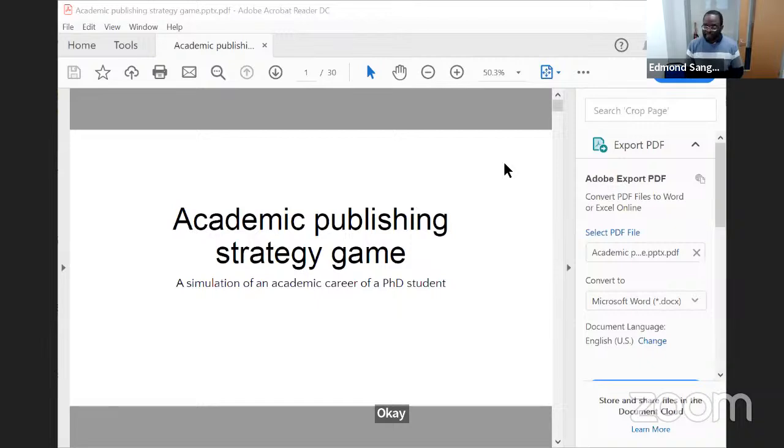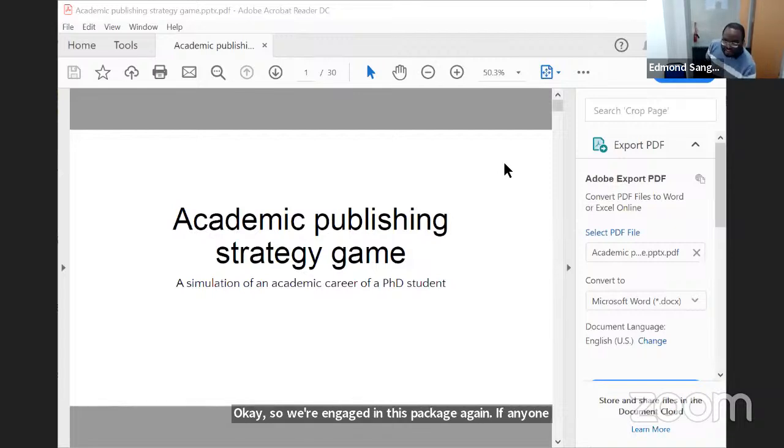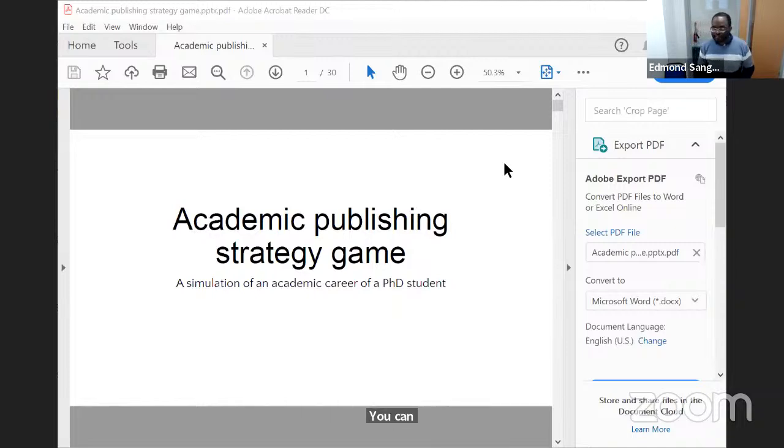Okay, so we're engaged in this strategy game. If anyone wants, 2 people just to give us some feedback on what they saw when they were engaging in this particular exercise, what intrigued them, and what were the conflicts that they saw coming when they were trying to make some decisions. You can raise your hand and we'll get to you.